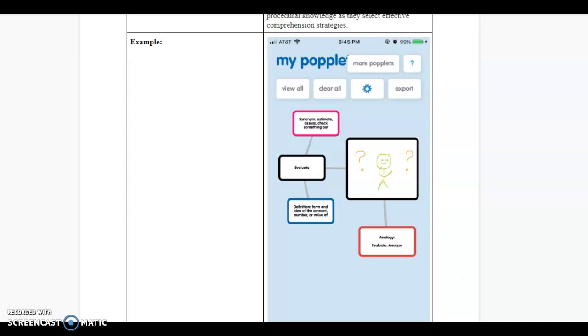Just knowing the definitions, being able to draw it out, act it out, and all that kind of stuff, and then be able to create an analogy that they will be able to remember, I think is super important, and that's why I chose this strategy.